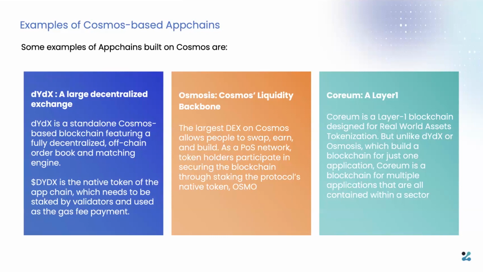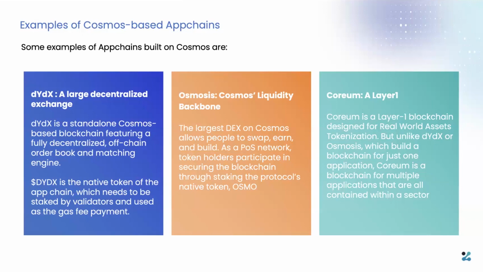Similarly, Osmosis is quite a seasoned player, has been there with Cosmos for quite some time, and it again is the original largest DEX in the Cosmos ecosystem, and allows you all the decentralized exchange features like swapping, earning, lending, etc. It's a PoS network. It has its own native token called OSMO.